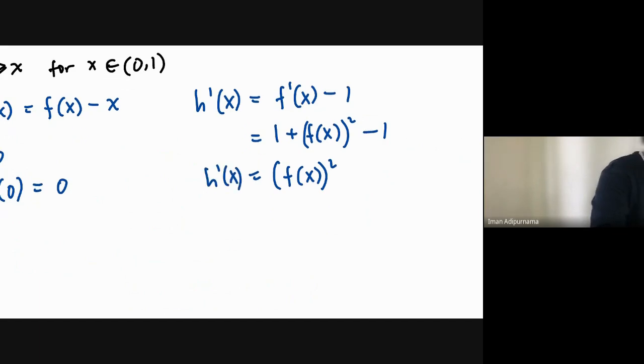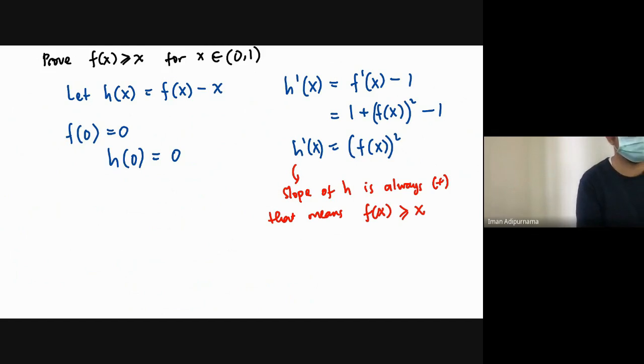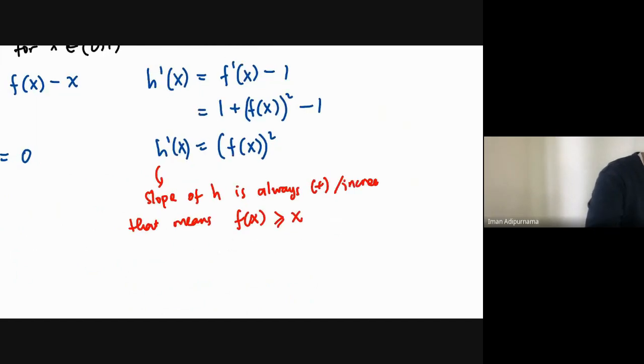So from the h prime, this means that the slope of this h is always positive. That means that f(x) is always greater than or equal to x. Positive or increasing. You can also write increasing, positive.